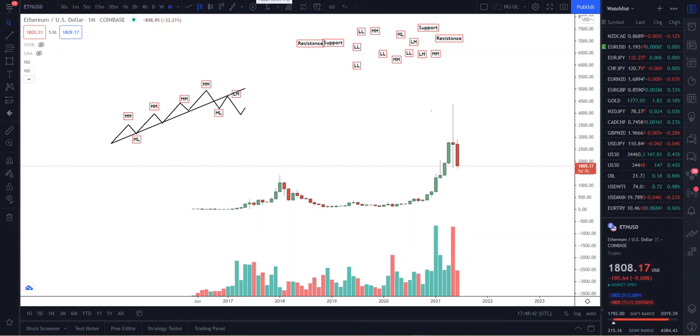This is Idris. This time analyzing Ethereum. Today is June 25th, 2021. And before we jump into this analysis, I'll go ahead and give you a crash course on how to determine the trend. I'll keep it simple and quick.